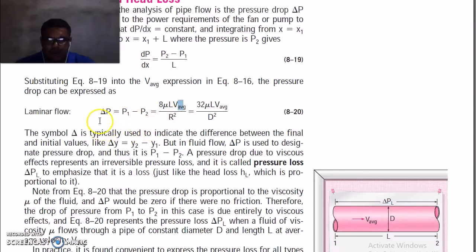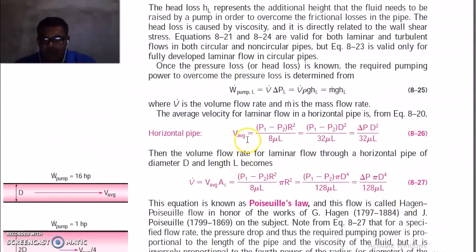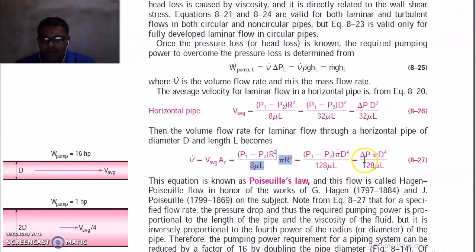Take these terms to the denominator side in both equations. You will get these three equations. V, the average velocity in a horizontal pipe, is equal to this. Now the volume flow rate can be found by multiplying by the cross-sectional area of the pipe, which is pi r squared. So you will get this equation.